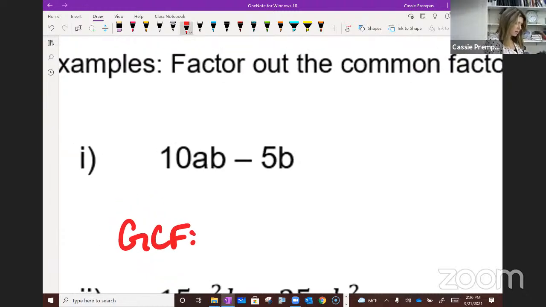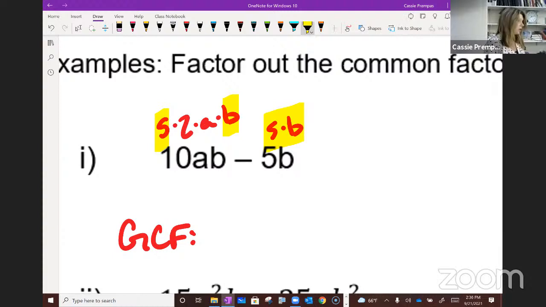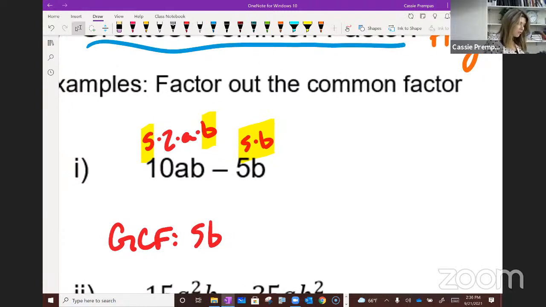You can factor down each of these. So 10AB would be the same as 5 times 2 times A times B. 5B, there's nothing that can break down further. It's just 5 times B. And you're looking for what's the highest that they both share. Yes, they both share a 5B. So the GCF is 5B, but now I want to use that to factor it. When you're factoring, essentially you're dividing it from both pieces. You don't have to write that step.